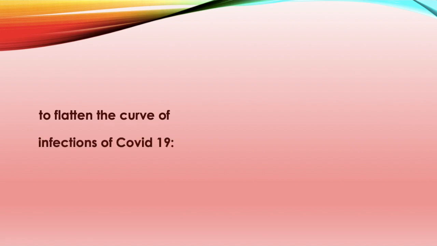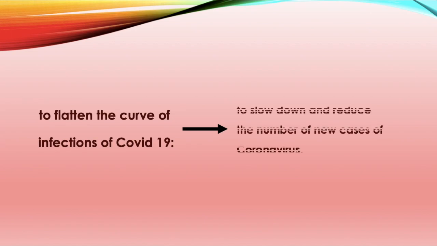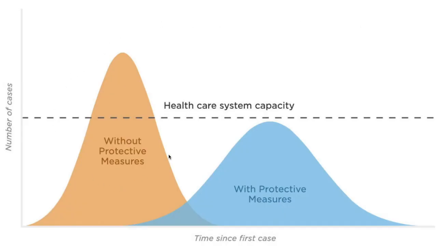So if we say to flatten the curve of infections of COVID-19, what we mean by this is to slow down and reduce the number of new cases of coronavirus. Here we can see how the disease spreads if a curve isn't controlled, and here the curve is more or less flattened thanks to the implementation of preventive measures.